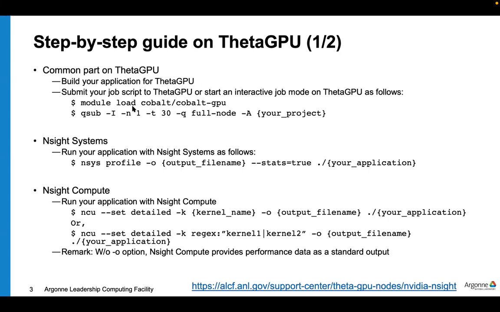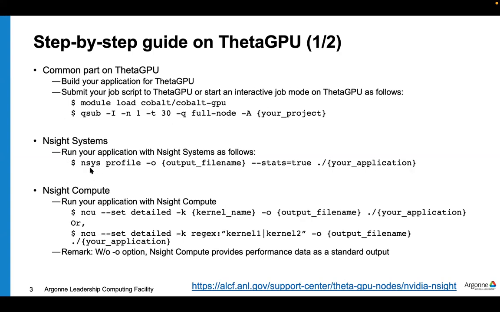This is an example of the ThetaGPU interactive job mode. qsub -I -n 1 -t 30, and this is 30 minutes, and -q full-node, or you may use a single-GPU queue. In this case, you will get only one A100 GPU, and then you need to specify your project code here. To start, for Nsight Systems, you need to run with this command line.